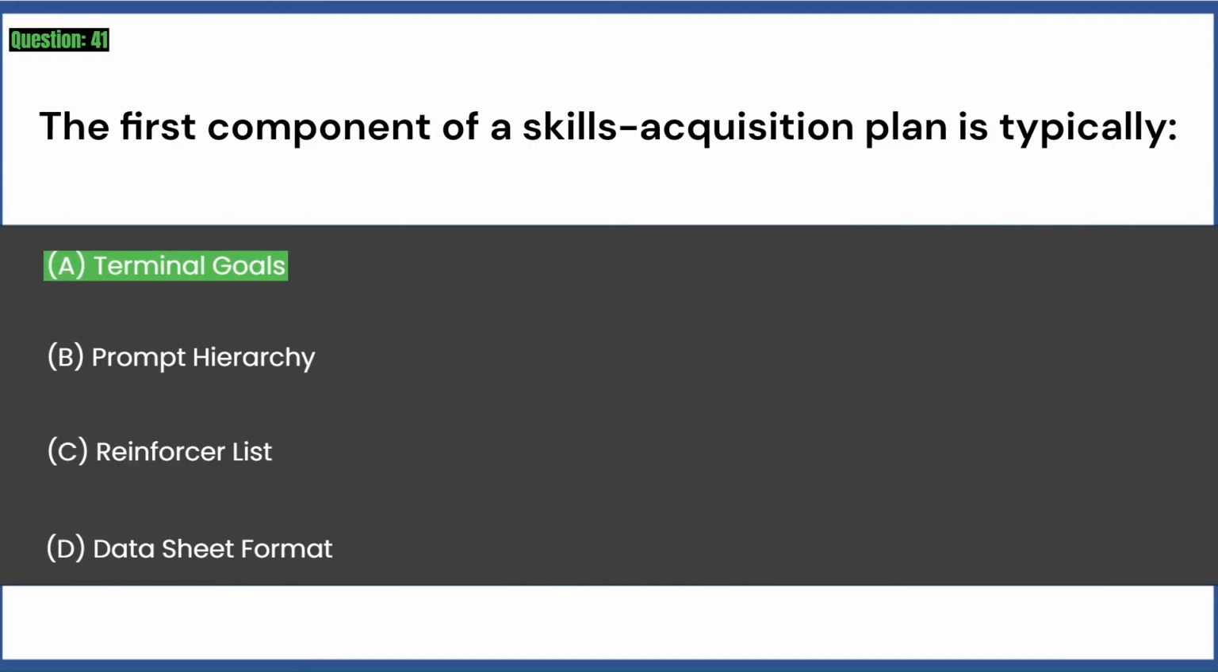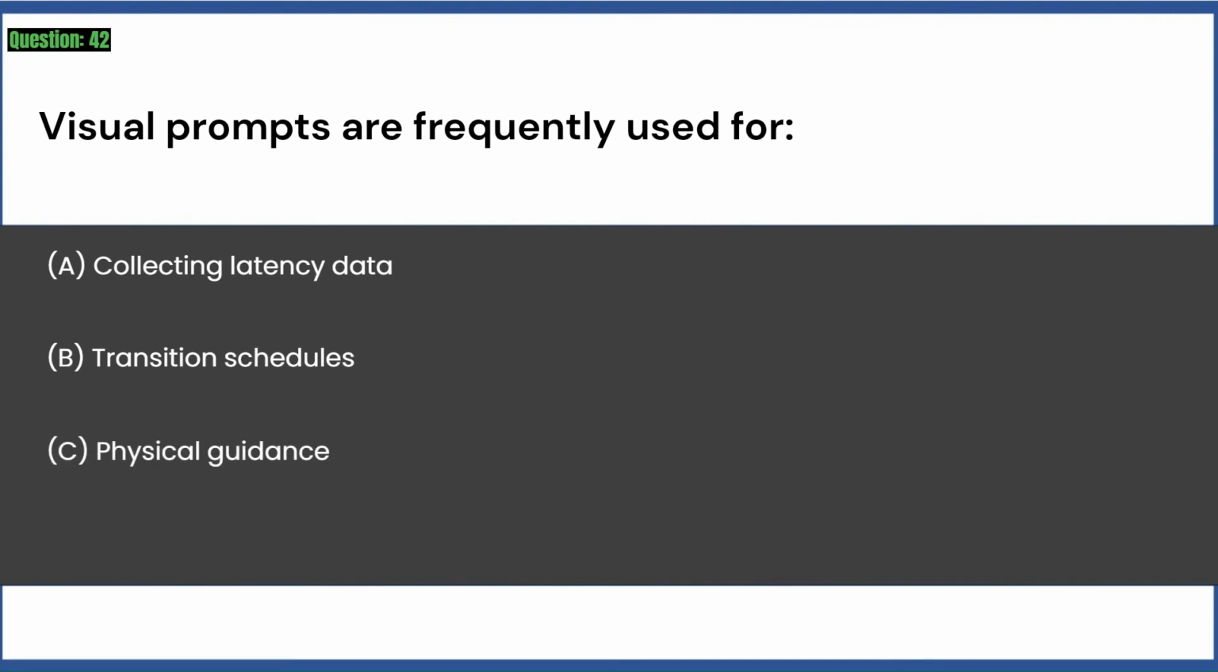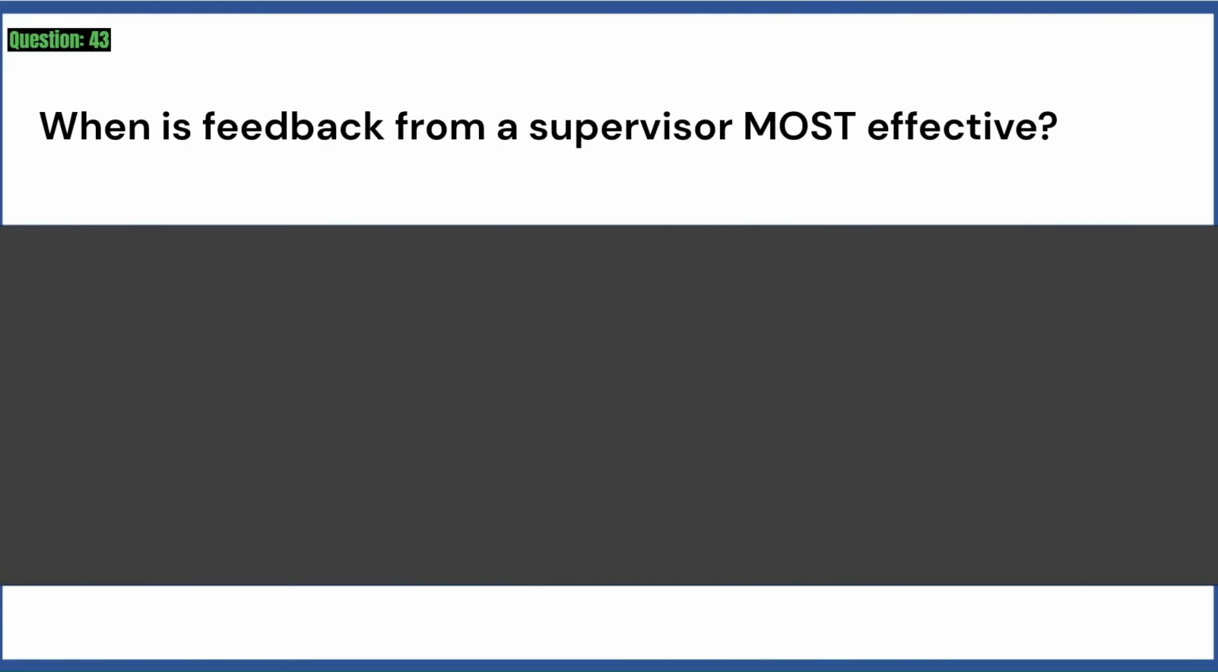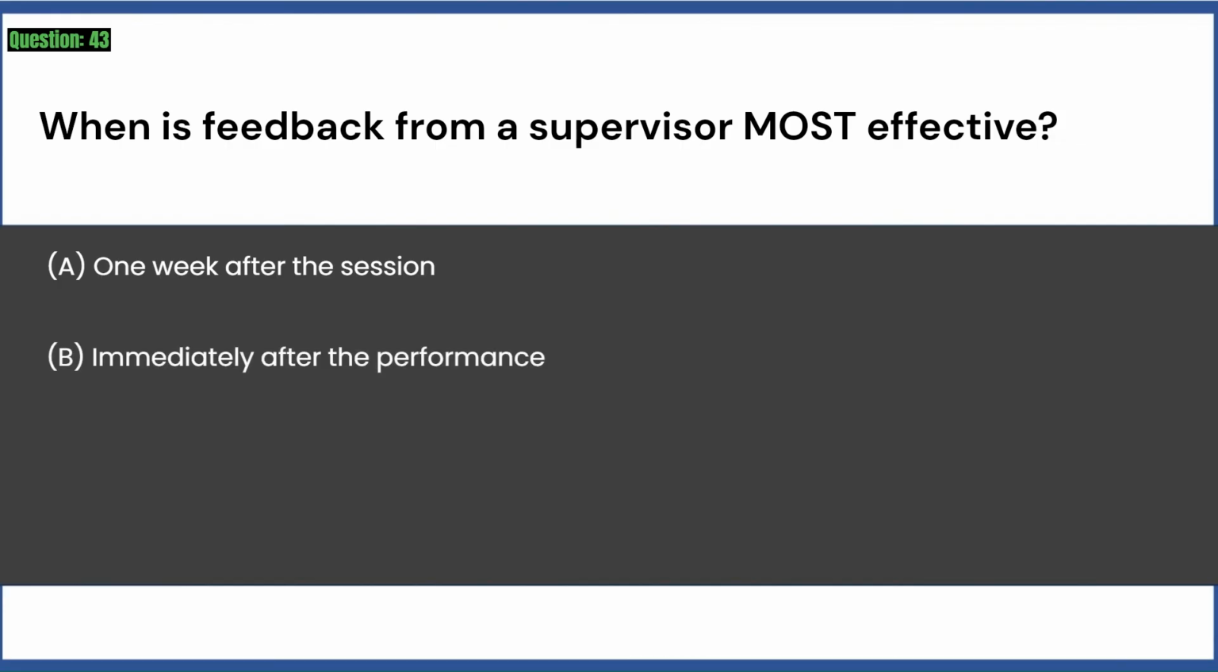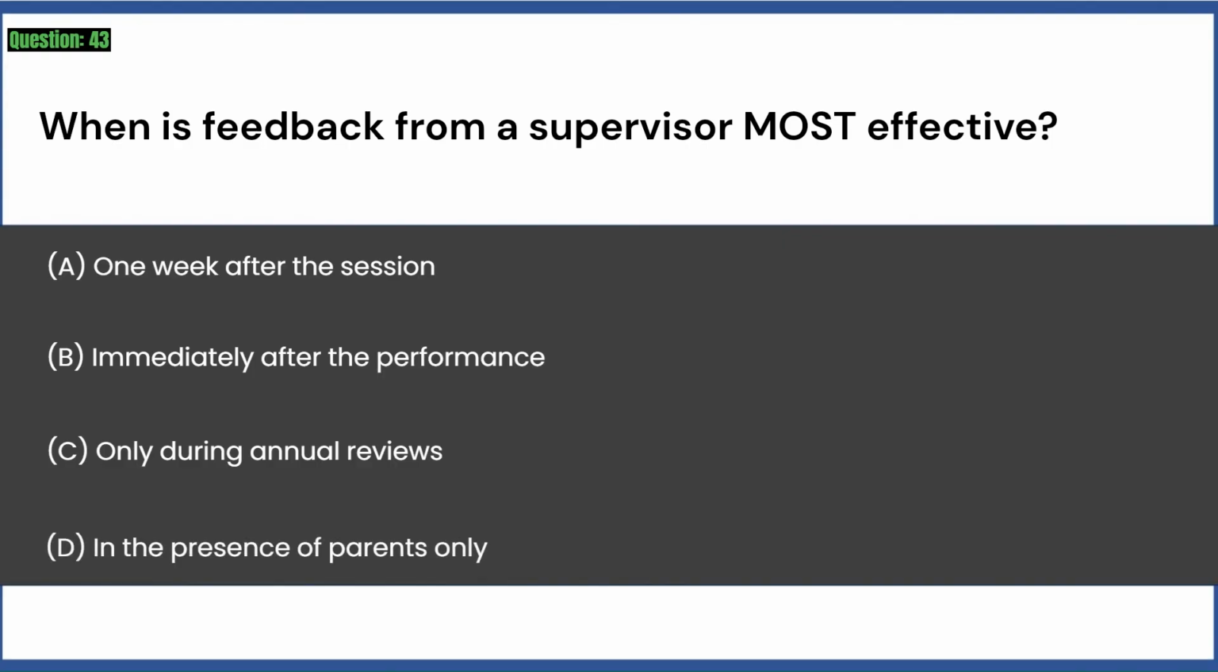Answer A. Terminal goals. Visual prompts are frequently used for A. Collecting latency data. B. Transition schedules. C. Physical guidance. D. Sensory extinction. Answer B. Transition schedules. When is feedback from a supervisor most effective? A. 1 week after the session. B. Immediately after the performance. C. Only during annual reviews. D. In the presence of parents only. Answer B. Immediately after the performance.